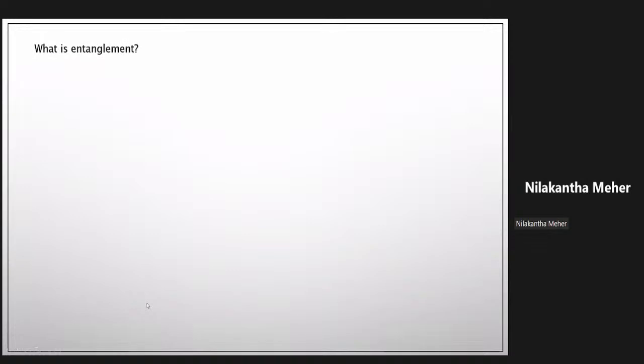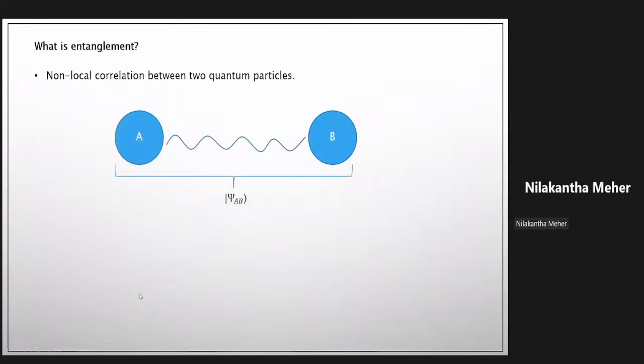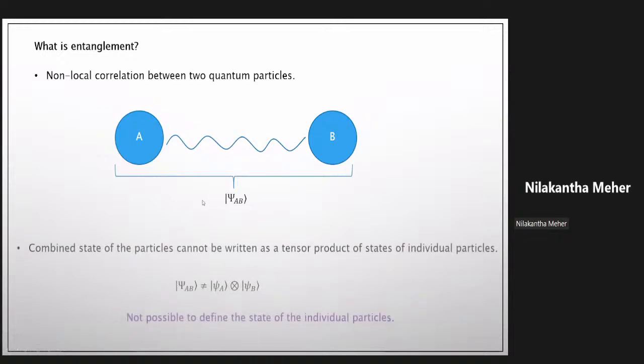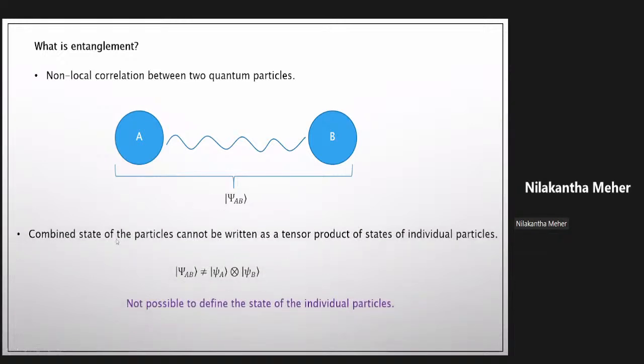Now coming to the entanglement. We know that entanglement is essentially a non-local correlation between two quantum particles. And we write the state psi AB. What is the mathematical definition? The combined state of the particles cannot be written as a tensor product of the states of individual particles. That means I cannot write psi AB as a tensor product of psi A and psi B, where psi A is the state of the first particle and psi B is the state of the second particle. That means it is not possible to define the state of individual particles here.